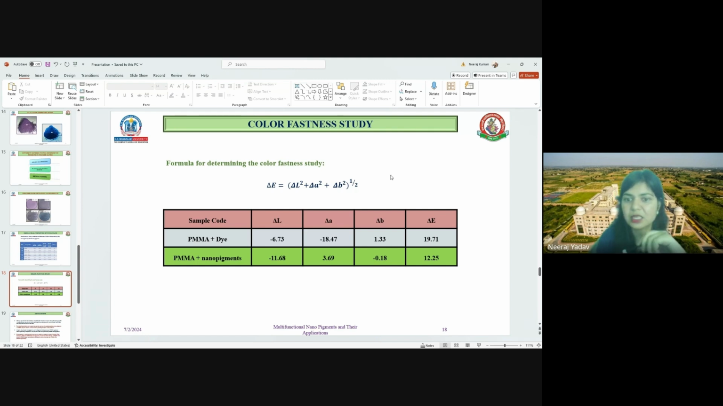This color fastness study was generally performed using a xenon arc lamp, and the film was kept under a high level of UV radiation for 100 hours at 62 degrees Celsius, and this is the result we obtained. From these results we can say that the polymer film containing the organoclay based nanopigments is more UV stable, and shows more color stability as compared to the pure dye.